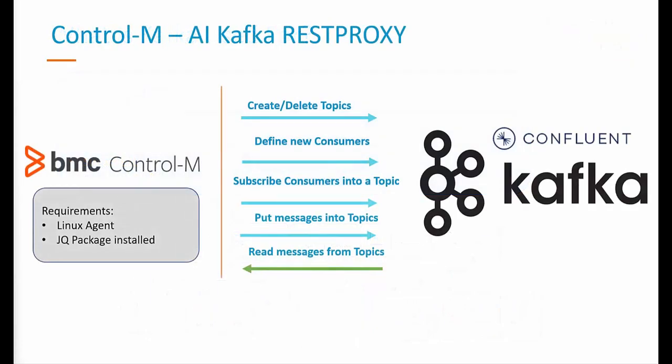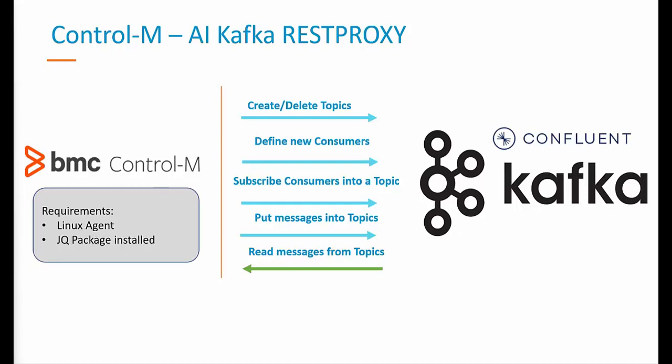In regards to Control-M, with this job type, you will be able to interact with Kafka across the REST proxy provided by Confluent. So with this, you can create or delete topics, define new consumers, subscribe consumers into a topic, and the most common request from our customers, put a message into a topic or read a message from topics.